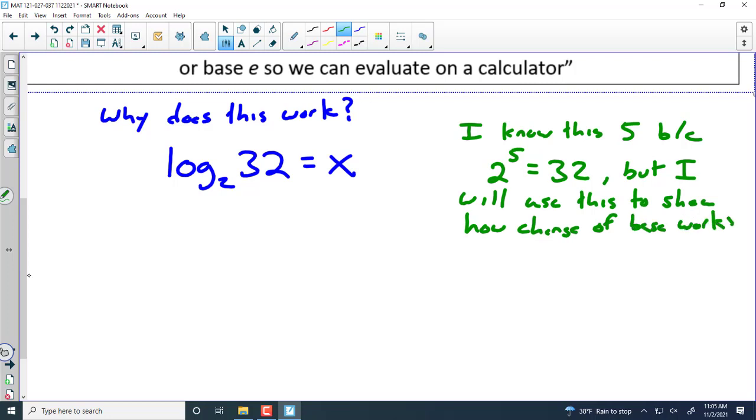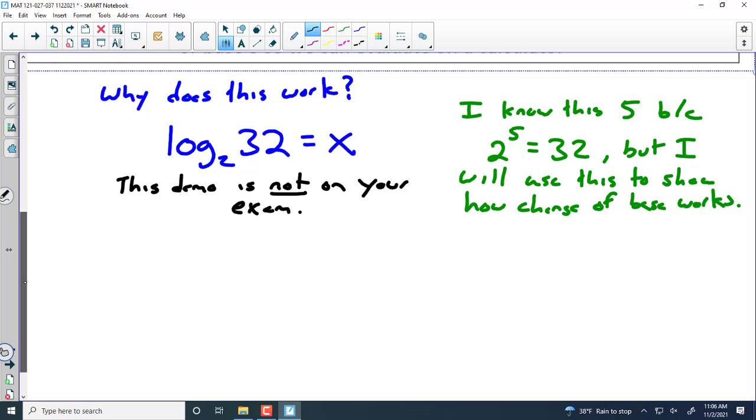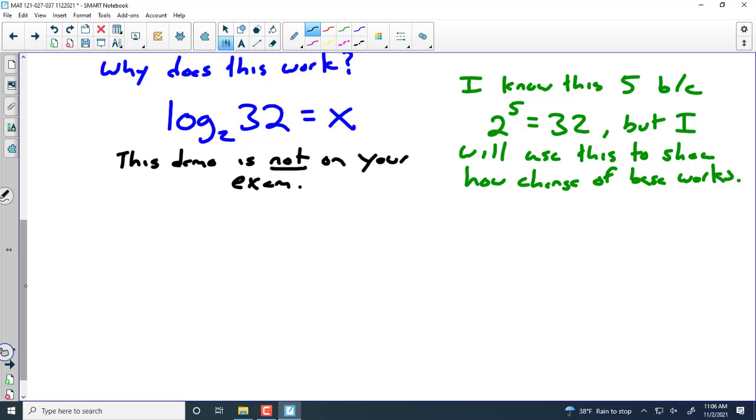You will not need to reproduce this explanation on the exam if you just want to watch this and not feverishly try to write it down. You do not need to reproduce this on the exam. This demo is not on your exam. But I will ask for your help doing it right now. Okay, everyone. What I'm going to do is show how this log base 2 of 32 turns into the change of base formula. So I'll need your little help, everyone. First one I want to do is rewrite that in exponential form. Can someone help me with that? How would I rewrite that in exponential form?